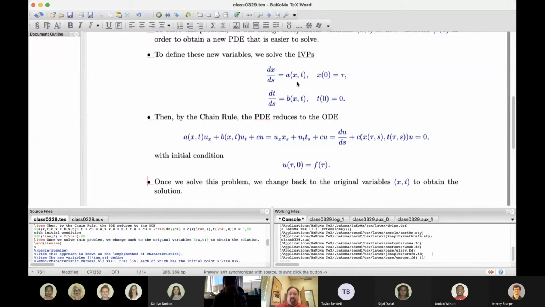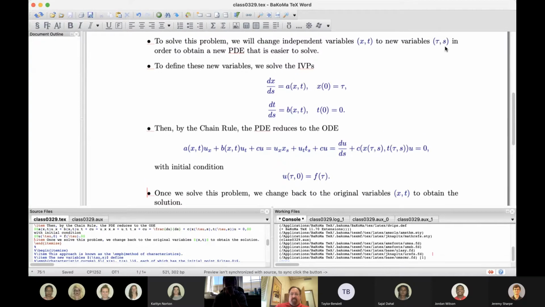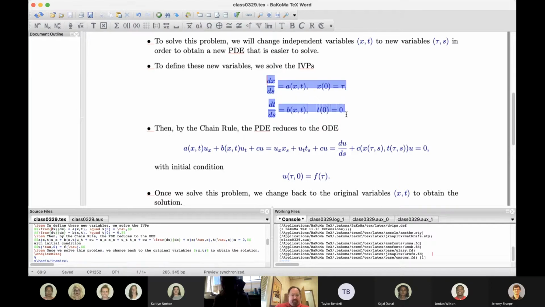So what we could do is then work on solving these ODEs. And we actually get an expression for the solution u, but it's in terms of the new variables tau and s. Ultimately, we need to express u in terms of the original variables x and t, and the solutions of these problems will help us do that.